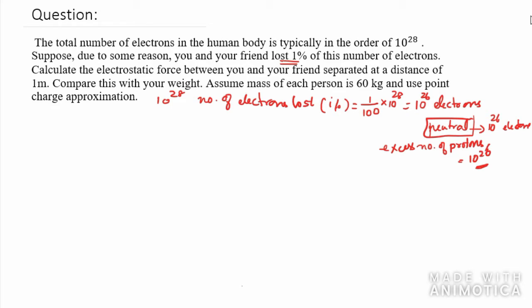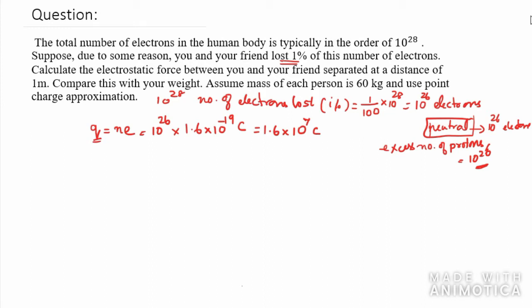Now, what is the charge? Charge is equal to the excess number of protons, n into e. So 10^26 into e. The value of e is 1.6 into 10^-19 coulomb. So this is equal to 1.6 into 10^7 coulombs. Now we have calculated the charge on each person.